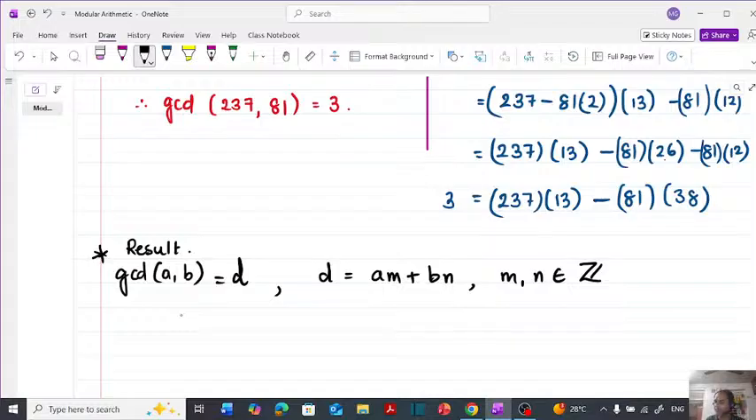So let me give you some important results regarding the, uh, what we call this one as, just a minute, I have my notes over here. Yeah.